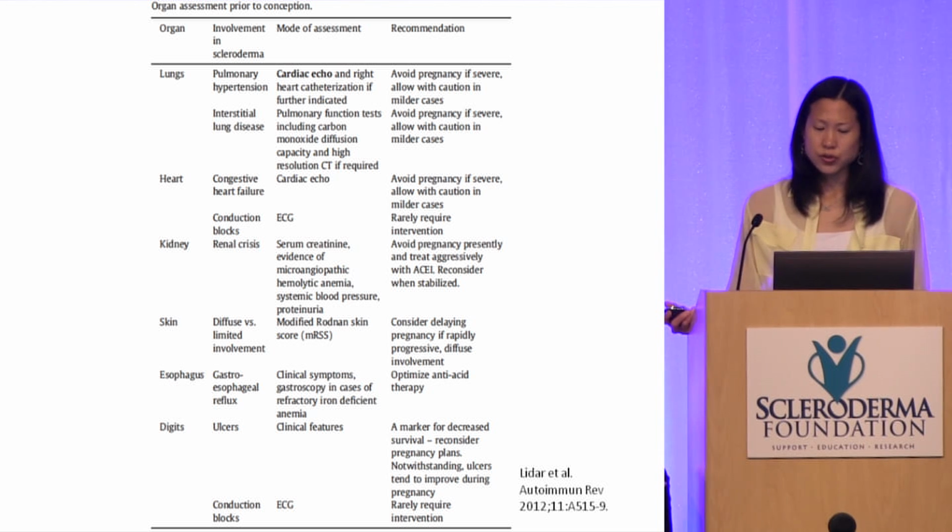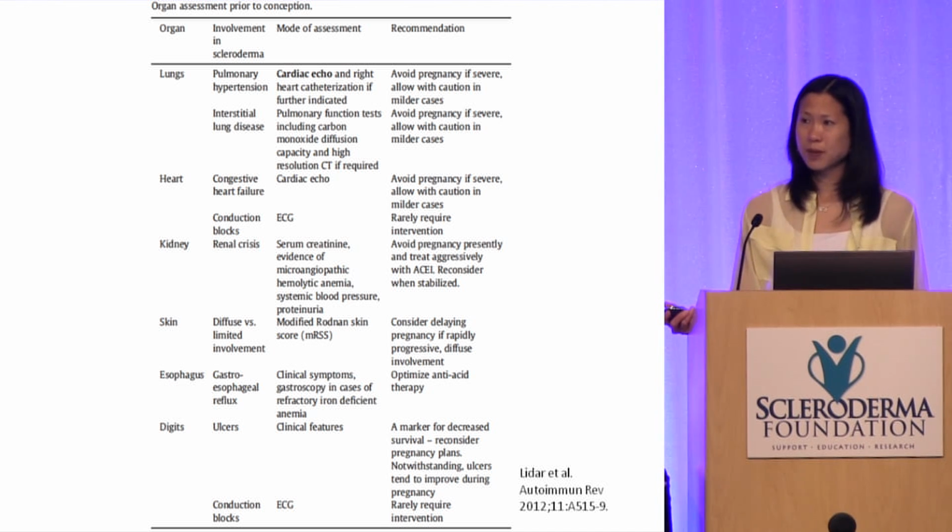And finally, digital ulcers. This could be a marker of having more vascular disease, so a potential risk factor for hypertensive problems during pregnancy. However, the ulcers tend to improve just like Raynaud's phenomenon improves during pregnancy, but may worsen afterwards.